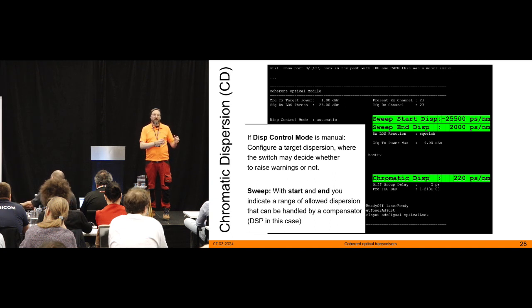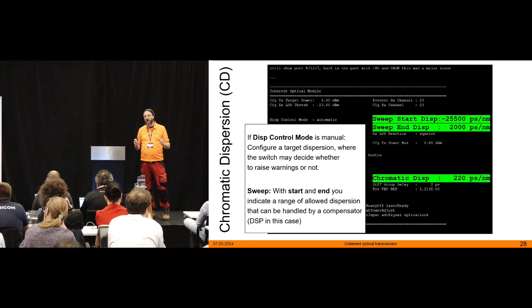So there is no dedicated chromatic dispersion compensation needed any longer. You can do it with the DSP to compensate that. And you see this on the lower part where we show the chromatic dispersion. That's the actual measurement, so we can even measure the dispersion on the line.